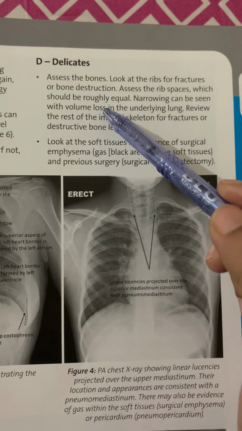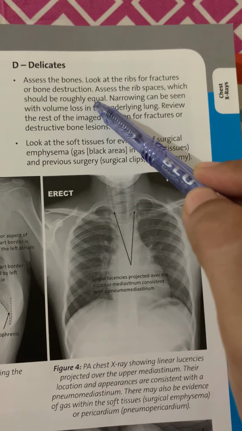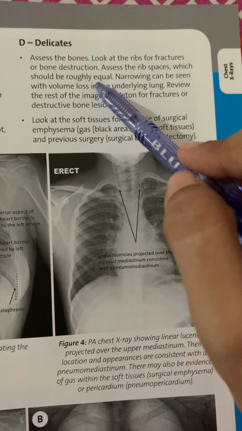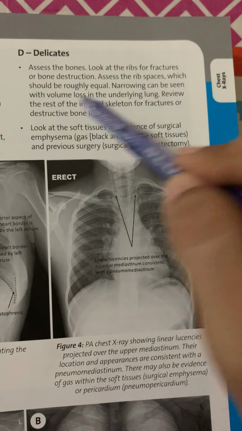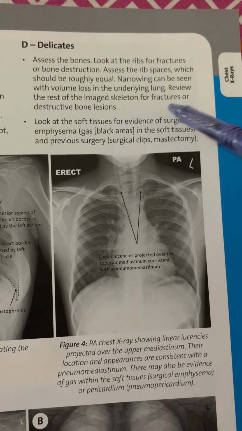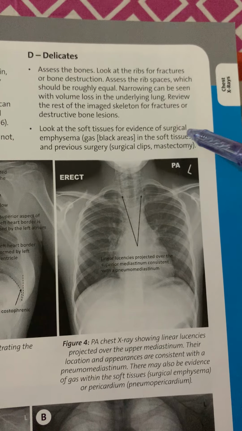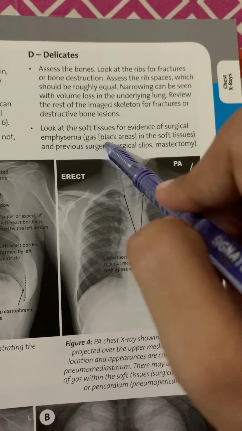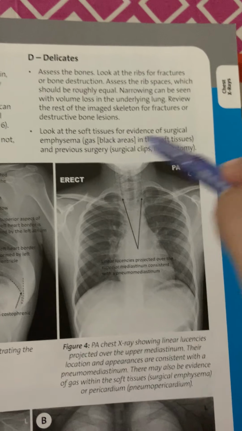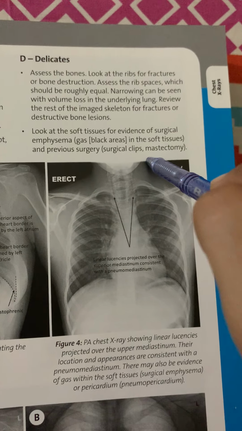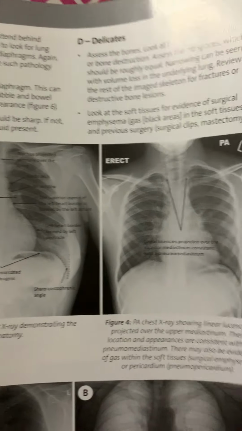Now coming towards the delicates, assess the bones. Look at the ribs for fracture or bone destruction. Assess the rib spaces, which should be roughly equal. Narrowing can be seen with volume loss in the underlying lung. Review the rest of the imaged skeleton for fractures or destruction of the bone lesion. Look at the soft tissues for evidence of surgical emphysema. If there is gas, then there will be black areas in the soft tissues, and previous surgical clips and mastectomy can have their different findings.